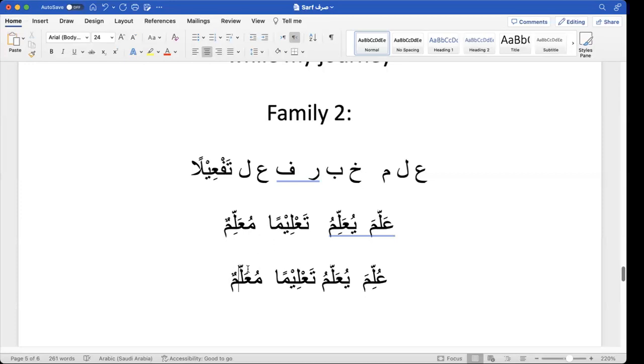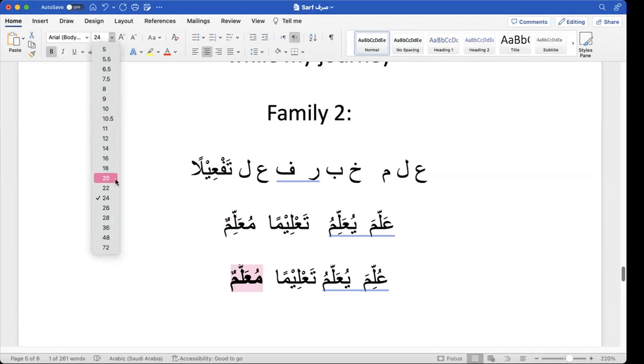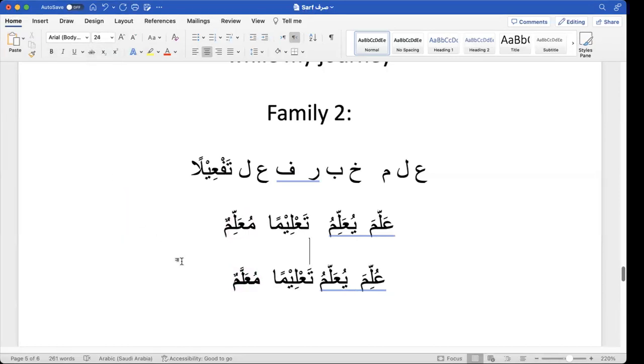I don't know why, is it visible here? Actually, the font size is the problem. It is visible, but the font is big, that's why the harakat is not coming. Okay, I'll try to make it a little smaller. Now it's coming, right? See, so ullima, ta'liman, this is the ism fa'il, maf'ul.